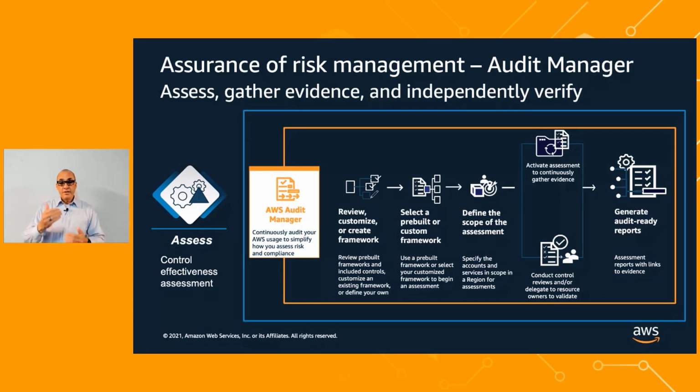Then, once that information is collected, you can do control reviews, or you can delegate the control reviews to other users so they can validate it. Once the control review has been completed, all that information is collected into Audit Manager, and at the single click of a button, you can generate your audit reports. Let me show you real quick a demo of how that works right on the Audit Manager console. Let's take a look at it.